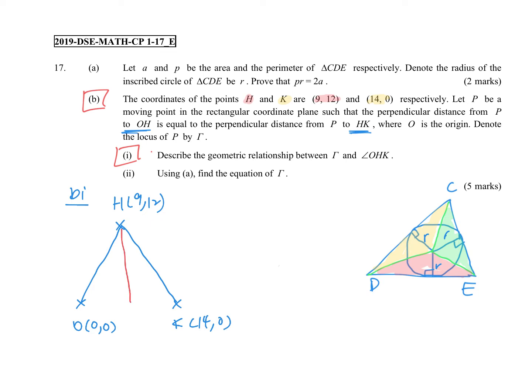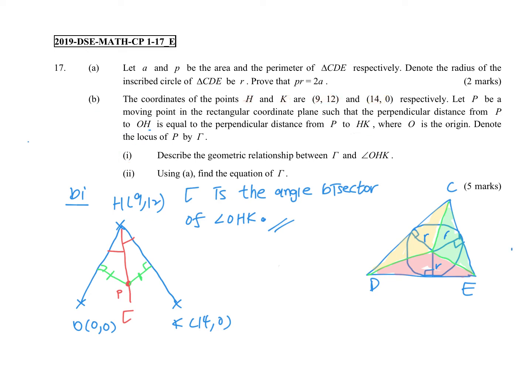So what's the geometric relationship between gamma and angle OHK? Now you can see angle OHK, this angle, and then you can see this is gamma, and along gamma I just try to randomly pick some point P. So the distance from P to HK and from P to OH must be the same. So that's why gamma is actually the angle bisector of angle OHK. So that's why we need to put down gamma is the angle bisector of angle OHK. So that's for B1. Good.